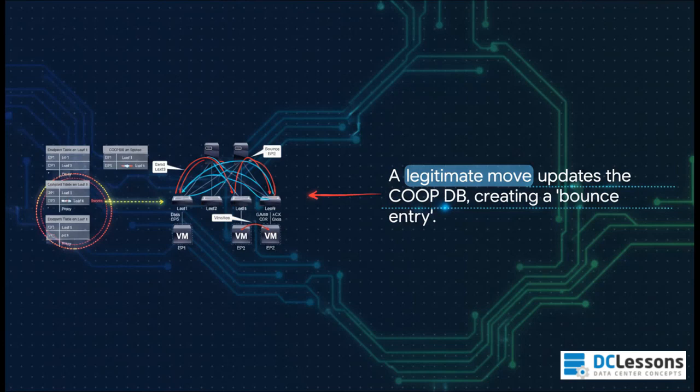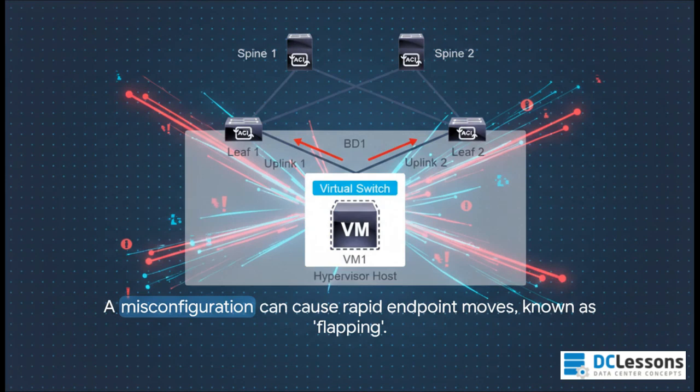Now, here's how ACI handles a good move, a legitimate one. When EP2 moves from the server on leaf 3 over to the one on leaf 4, leaf 4 immediately tells the central COOP database about the move. COOP then lets leaf 3 know about the change. But check out what leaf 3 does. This is the clever part. Instead of just deleting its old record, it creates a special bounce entry. This acts like a little temporary forwarding rule, making sure any traffic that was already on its way to the old spot gets seamlessly redirected to the new one. Pretty cool, huh? And this is where the trouble starts.